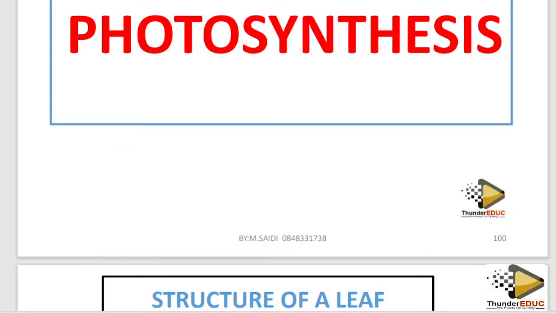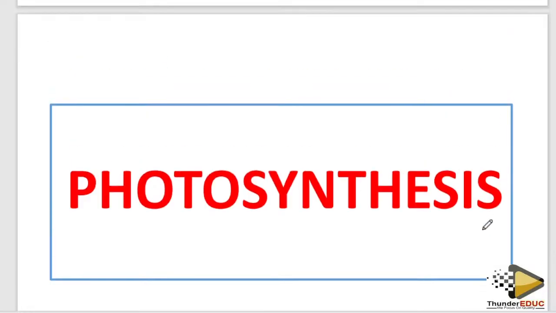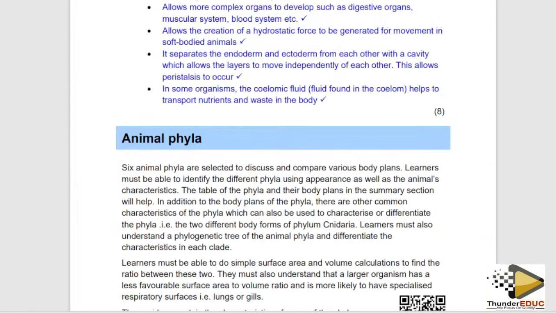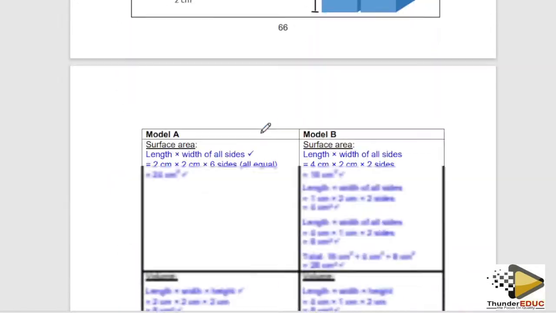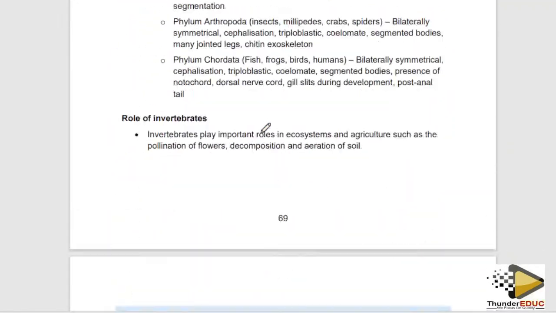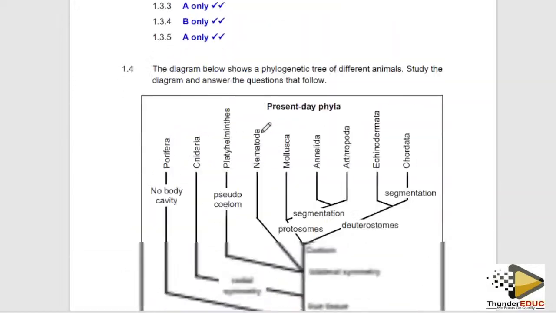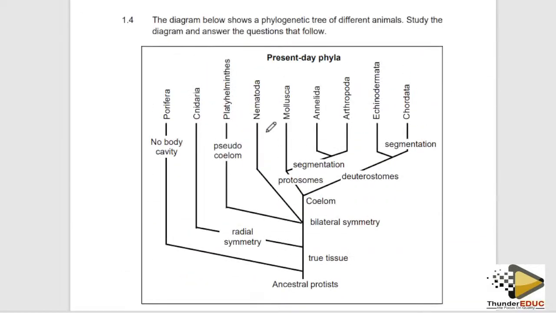Let's go to the next question. The next question is about photosynthesis. Let me show you what we have. You see now, this question.